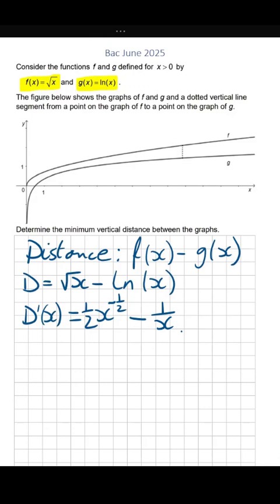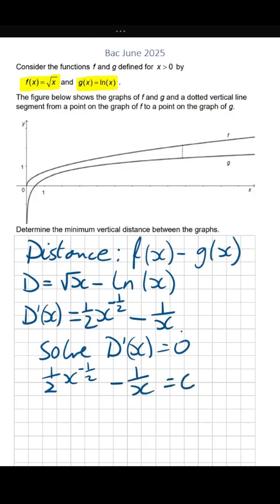So this is the distance. Sorry, my brain is not braining. Okay, so what I want to do is solve d prime of x equal to 0. So now I'm looking to solve a half x to the minus a half minus 1 over x is equal to 0.